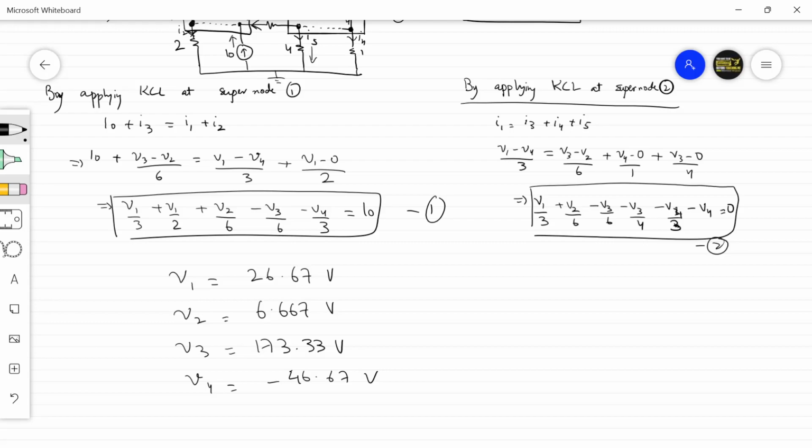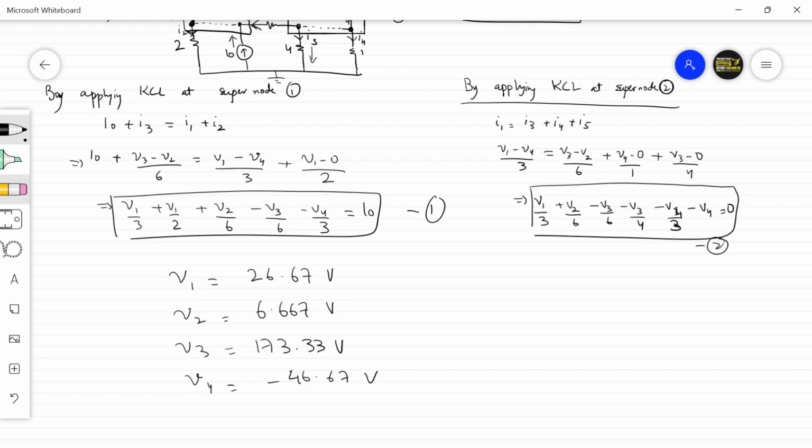Fine. So that completes our nodal analysis. We'll do more numericals of this later. First, tomorrow we will study mesh analysis. After that, we will do numericals of both mesh analysis and nodal analysis together.